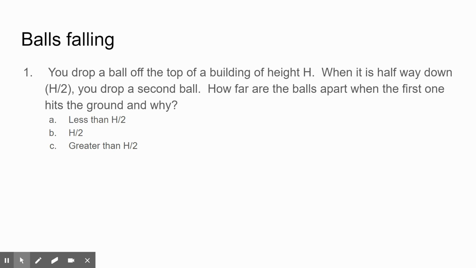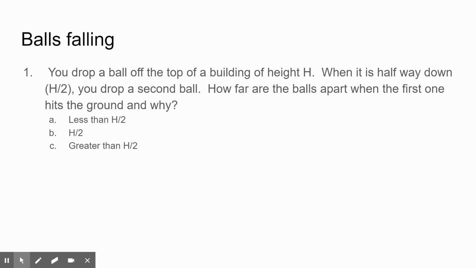Peter, why do you say less than h over 2? Is it because the first ball is going faster and the second ball doesn't have time to catch up yet? So you're saying the first one is falling, and then the second one starts falling, and they get closer together while they're falling? No, the first one is going to get farther away, and then the second one's going to start catching up because the second one still has to gain its momentum. Okay, so you meant C. Yeah.